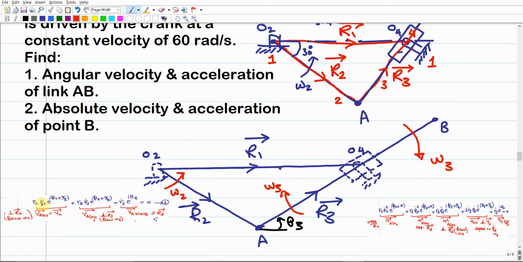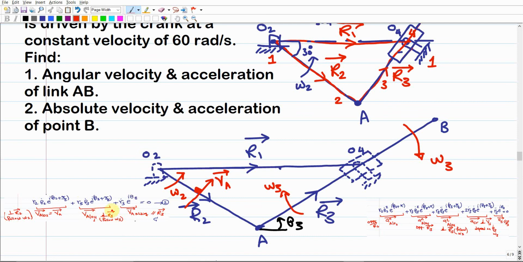Then let us investigate the first term here of the velocity component, which is VA relative to O2. It means that I'm talking about point A relative to O2, and this component of the velocity should be perpendicular to R2 but follow the direction of omega 2. So the perpendicular to R2 is this direction. This is the normal. So it should be perpendicular and follow omega 2, so it should go up. This gives us the VA vector with respect to O2.